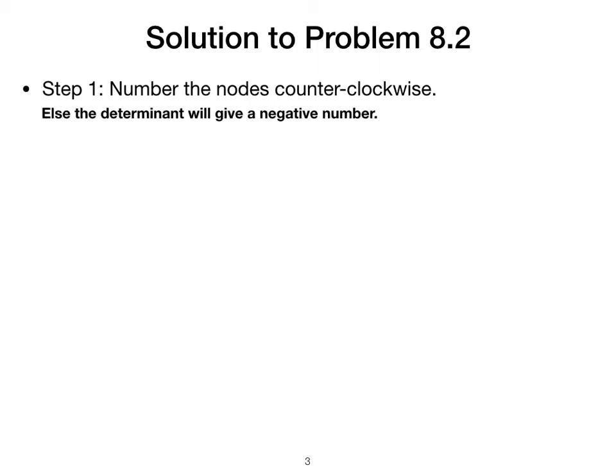Now solution. Let's look at the steps that we have to follow in order to solve this problem. Step 1. Number the nodes counterclockwise. This is because we want the area to be positive. If we don't follow counterclockwise numbering, it is possible that the area becomes negative for the elements.